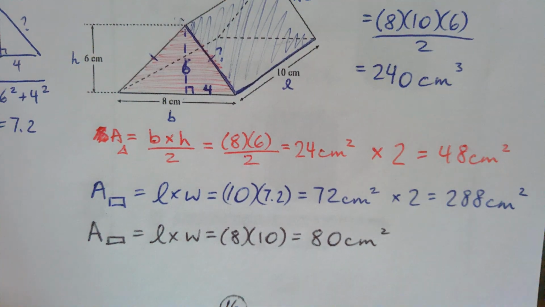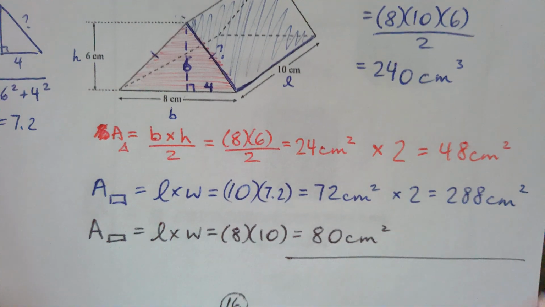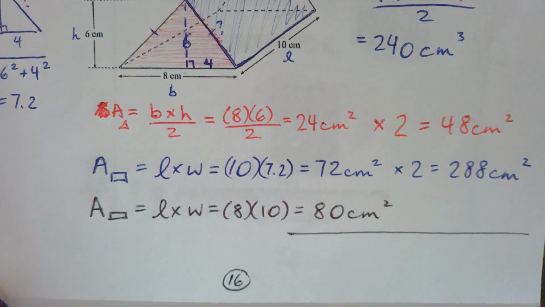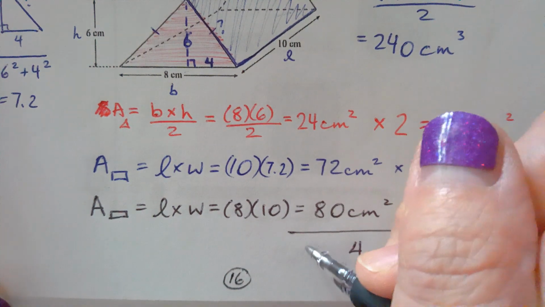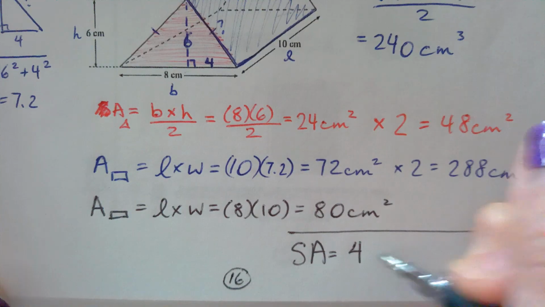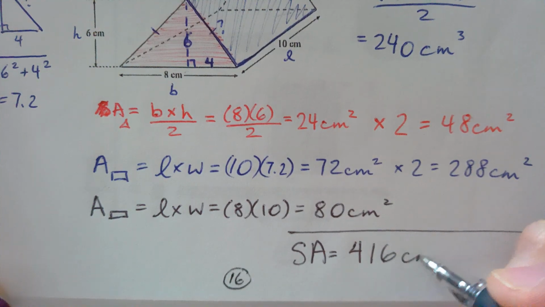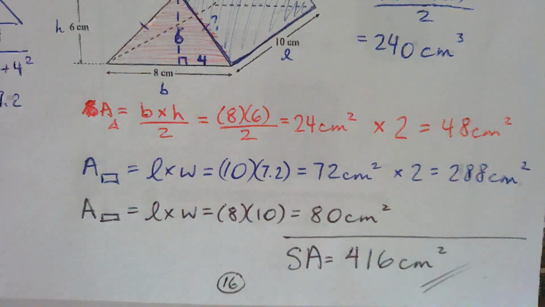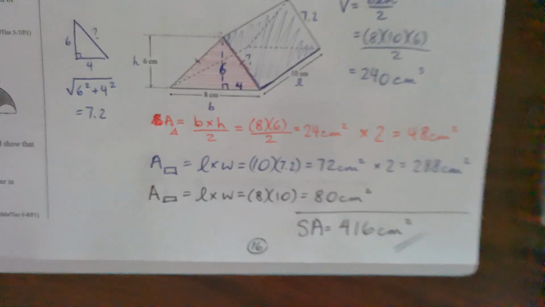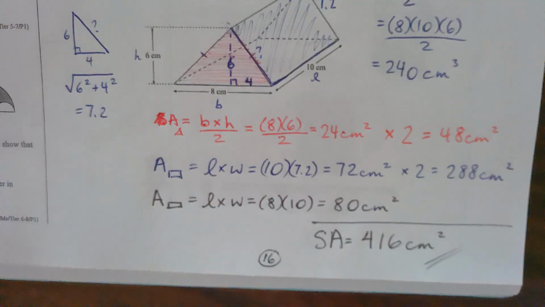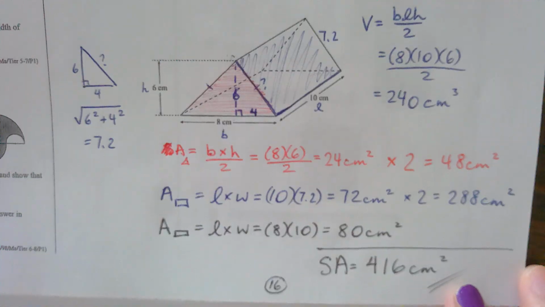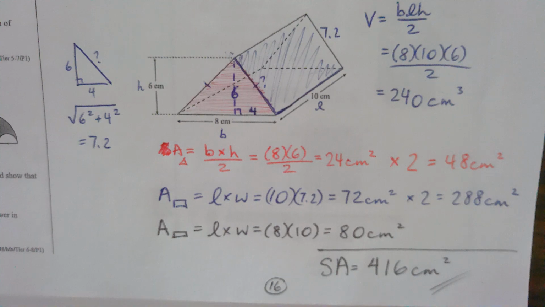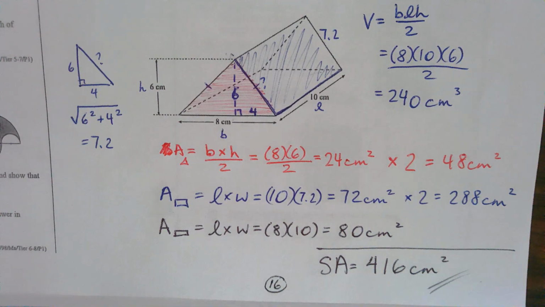Okay, and now the final step is just to add them all up together. So I have the 5 sides, 80 plus 48 plus 288. I get the final answer: surface area equals 416 centimeters squared. Right? Yes, surface area takes a long time. It's not hard, but it's lengthy.